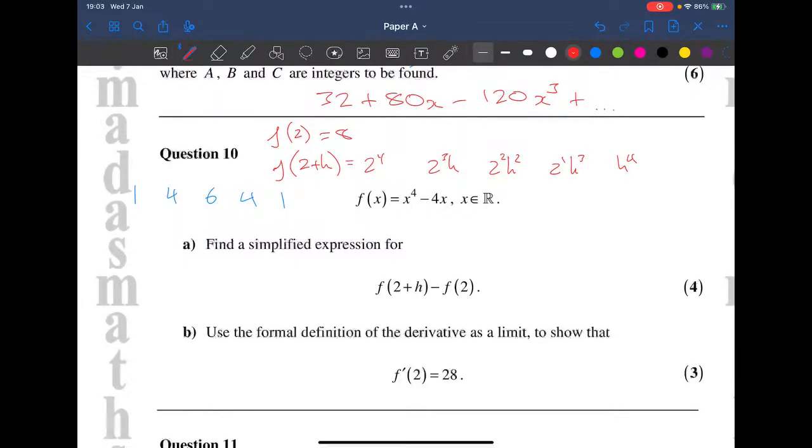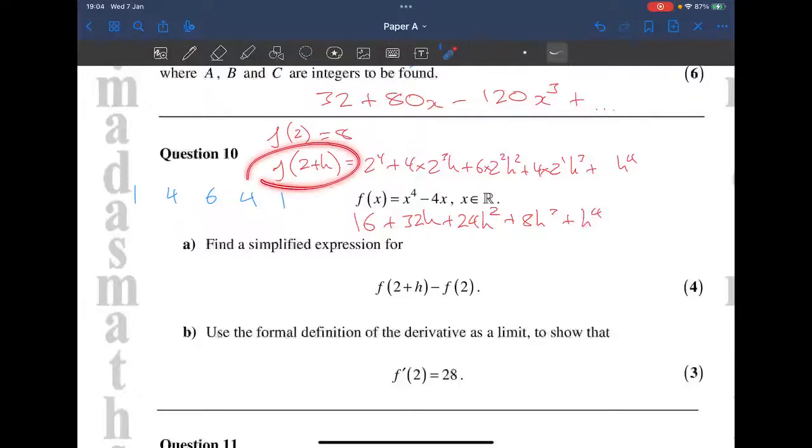So doing that, we have 1, and then plus the 4 times this stuff, plus 6 times this stuff, plus 4 times this stuff, and plus 1 times the h to the 4. Let's just simplify all those little bits. 2 to the 4 is 16. 2 to the 3, 2 cubed, is 8. Times 4 is 32. So 32, lots of h. 2 squared is 4. Times 6 is 24. So you have 24h squared. And then here, 4 times 2 is 8. So 8h cubed. And then just plus the h to the 4.